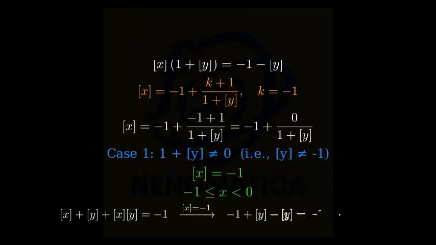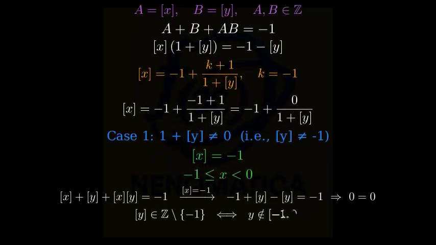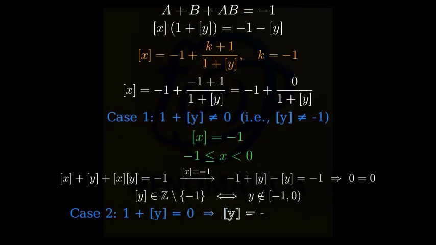Substitute floor of x equals -1 back into the original. We get -1 + floor of y - floor of y = -1, which simplifies to 0 = 0. This identity holds for any floor of y when it is not -1. So, for case 1, all x in the interval -1 to 0 correspond to any y whose floor is not -1.